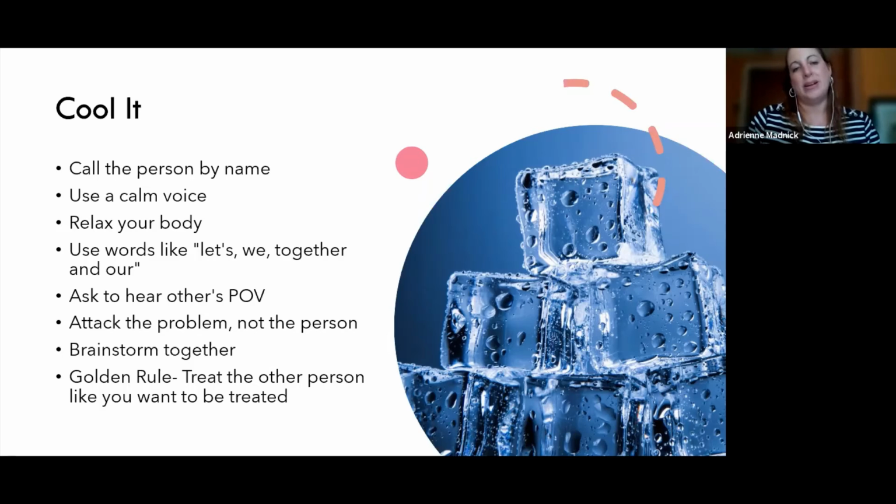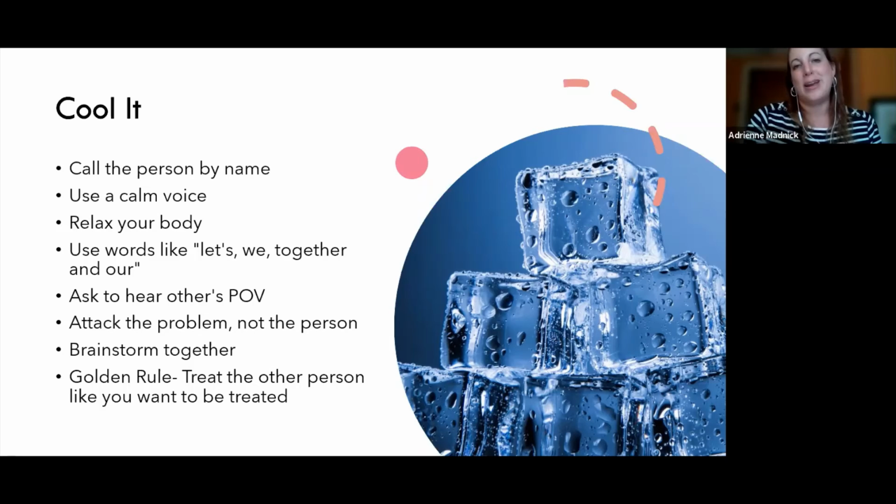That is so important. Say things like, let's step back a minute, or we can work this out, or let's come up with a plan. It's so important to use those connecting words instead of "you," which is almost like a blame kind of thing. It's almost like we're in this together.